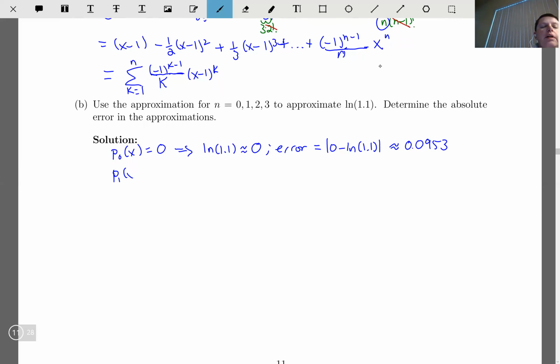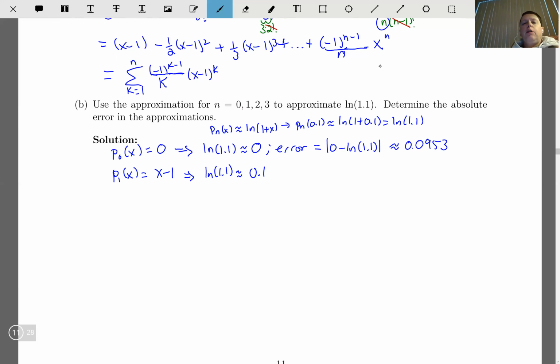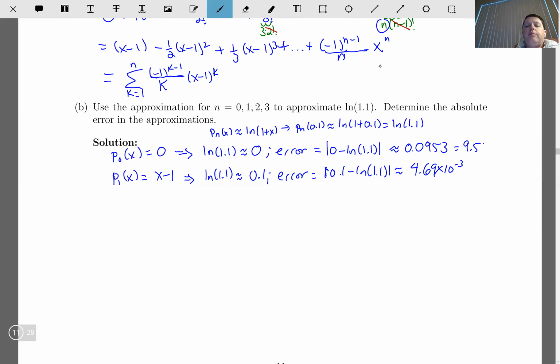If n is equal to 1, then I get just the first term, so x minus 1. So natural log of 1.1 is going to be approximately 0.1. Because if you'll remember, P sub n of x is approximately log of 1 plus x. And so P sub n of 0.1 is approximately log of 1 plus 0.1 or log of 1.1. So we're doing good here. We're making progress. So here our error is going to be 0.1 minus the log of 1.1, which my handy dandy calculator told me was about 0.469 times 10 to the negative 3. And for comparison, this is about 9.53 times 10 to the negative 2.